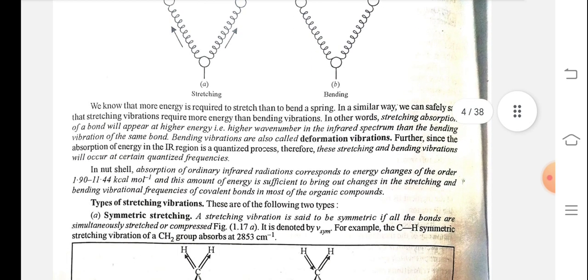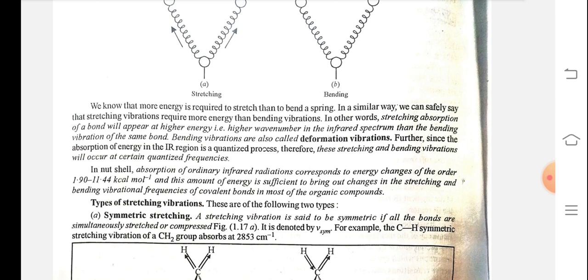We know that more energy is required to stretch than to bend a spring. In a similar way, we can safely say that stretching vibrations require more energy than bending vibrations. In other words, stretching absorptions of a band will appear at higher energy, that is higher wave number, in the infrared spectrum than the bending vibrations of the same bond. Bending vibrations are also called deformation vibrations. Further, since the absorption of energy in the IR region is a quantized process, these stretching and bending vibrations will occur at certain quantized frequencies.